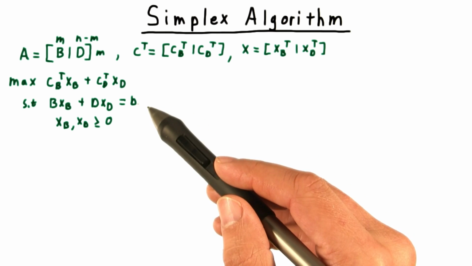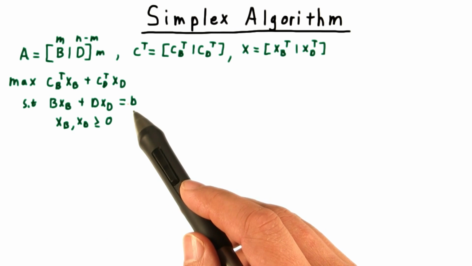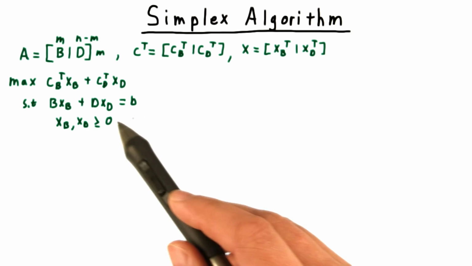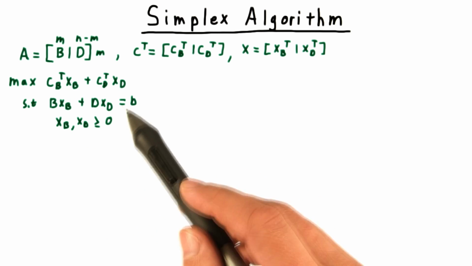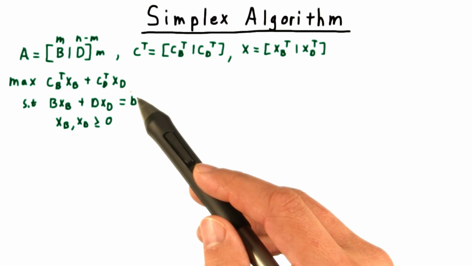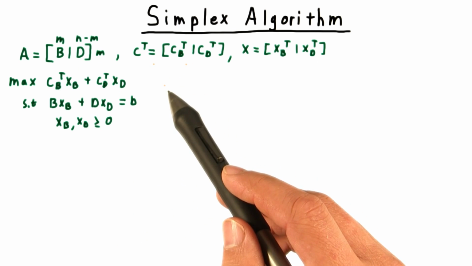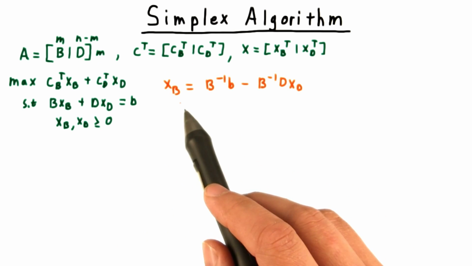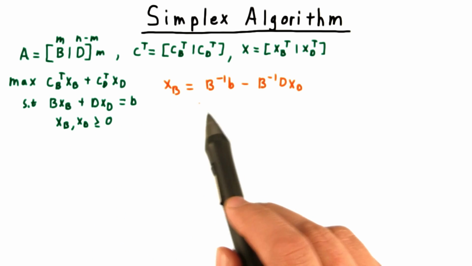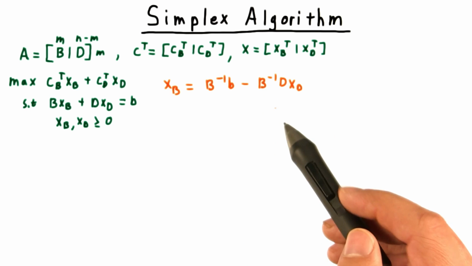Therefore, it will be convenient to parameterize our ability to move around in the flat defined by these constraints solely in terms of the variables in x_D, the variables that we're thinking about moving into the basis. By the way, I'll use the idea of moving variables and moving columns into the basis interchangeably throughout. To this end, we solve the equality constraint for x_B so that we can substitute for it where desired.